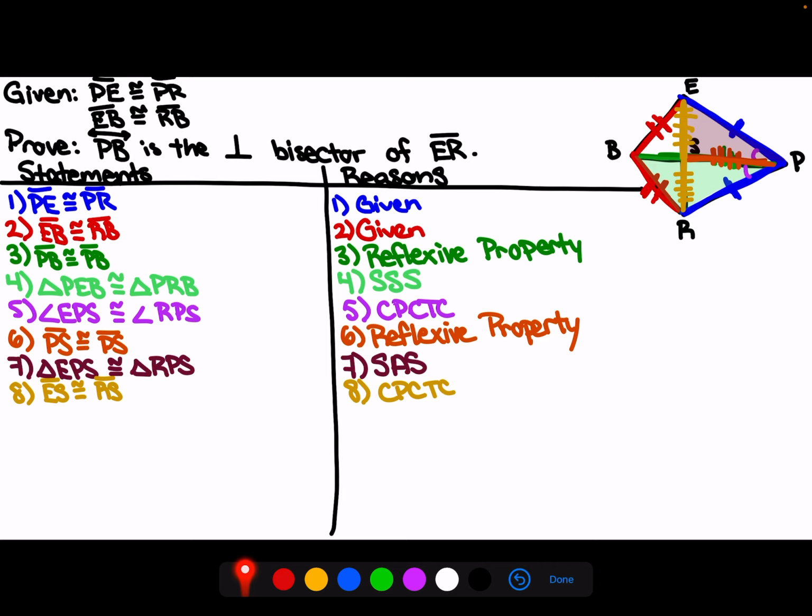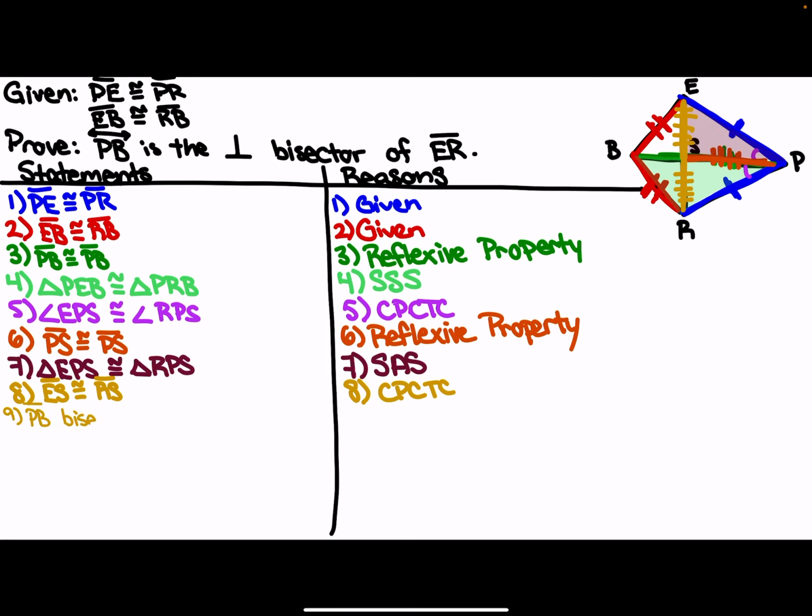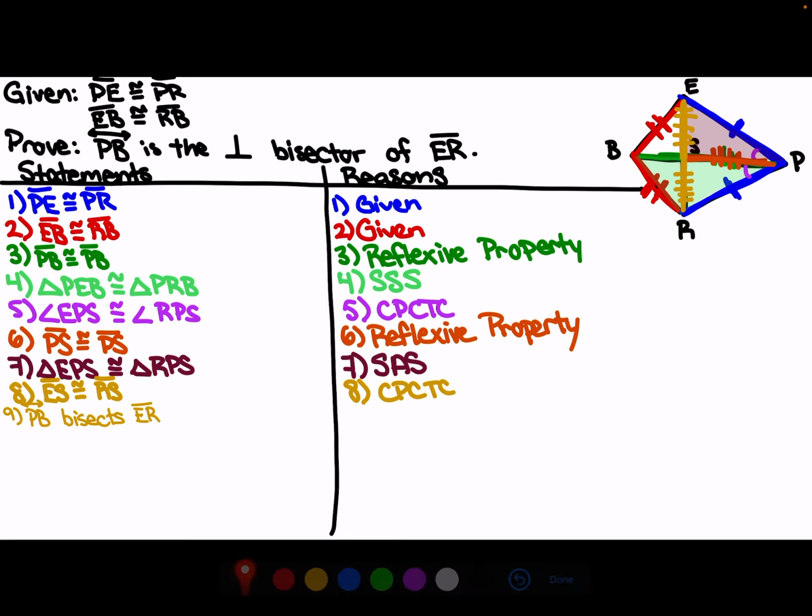From here, we're going to focus in on the angles, because again, we need perpendicular angles. So I'm going to go ahead and say that angle ESP is congruent to angle RSP. And again, those are also congruent parts within congruent triangles. So I can say that those two angles, before I do that, let's go ahead and say that PB bisects ER. And again, the reason why that's happening is because ER is being cut in half. So if a line divides a segment in two, then the segment is being bisected.